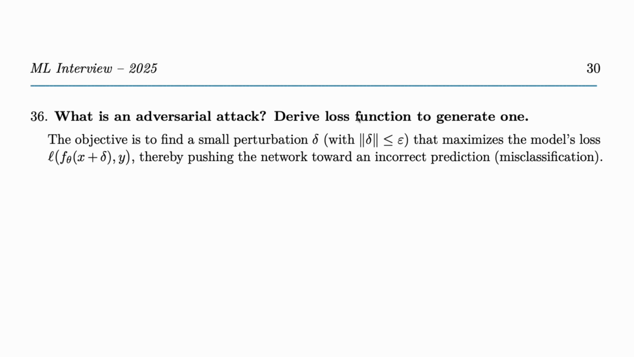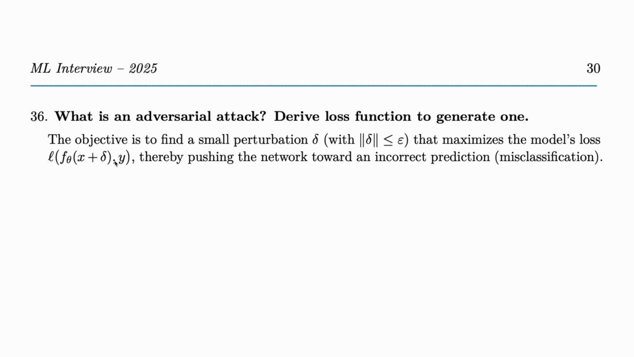Okay, so it's an adversarial attack. The idea is to add a very small perturbation to the image. So basically, we add a perturbation delta, very small, smaller than some constant epsilon, such that it maximizes the model loss. So for example, if we are doing classification, we maximize the loss. So okay, what does that mean intuitively?